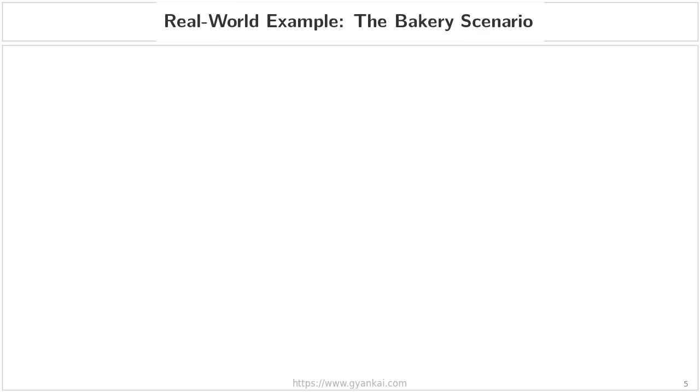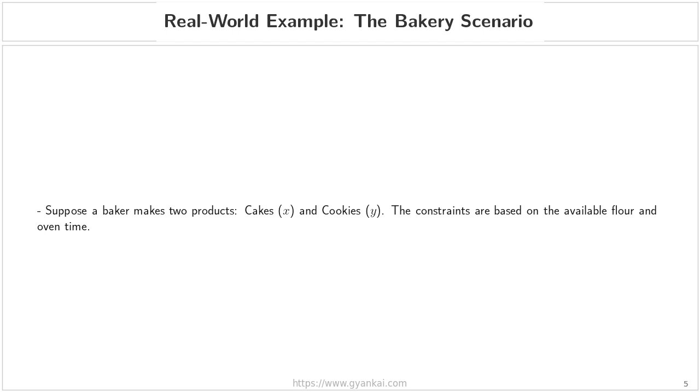Real-world example, the bakery scenario. Now that we have understood the theoretical definitions of feasible and infeasible solutions, let's put everything into practice with a real-world scenario. Imagine a baker who produces 2 different items: cakes, which we will represent with the variable x, and cookies, which we will represent with the variable y. The baker's production is limited by 2 main resources: the amount of flour available and the total oven time.